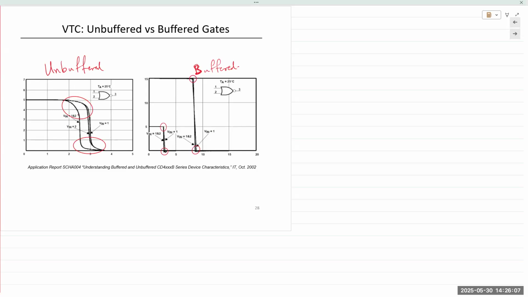Unbuffered ones, of course, are going to lower your noise margin, right? Because it's at a state where, if a noise signal arrives, your tolerance for the noise is now far lower than if the transition is sharp, as here in the buffered one. So visually we can see why this kind of switching would be desirable, right?